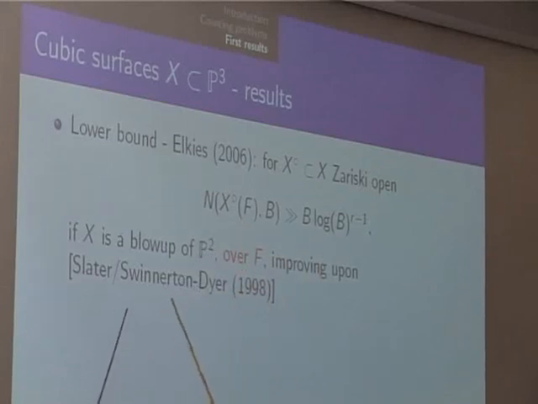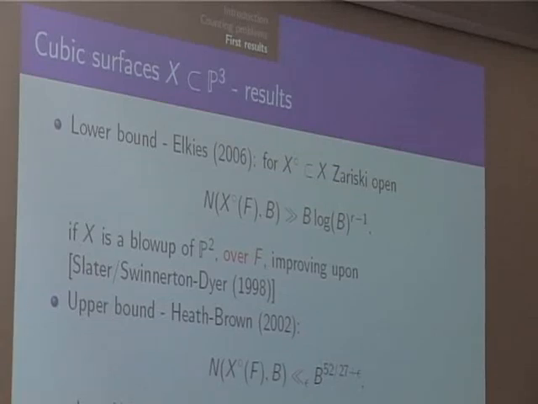Now, not for all cubic surfaces, unfortunately, but at least for cubic surfaces which over F are blowups of P2. Now, the points need not be defined over F. The cycle is defined over F; the points are still conjugated. So you take some zero cycle in P2, 6 points with some Galois action, blow that up, and then you get this lower bound. Previously, there was work by Slater and Swinnerton-Dyer proving similar lower bounds, provided the cubic has 2 skew lines over the rationals, and only over the rationals.